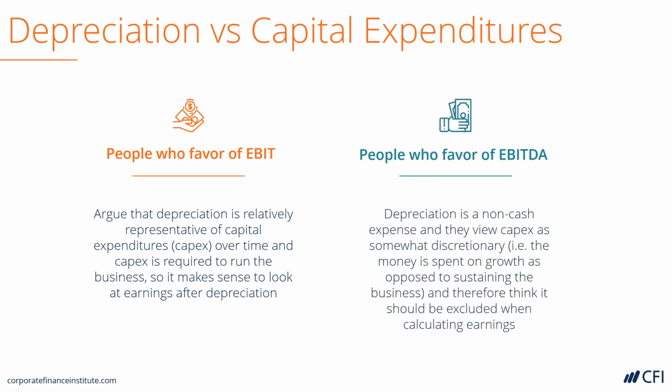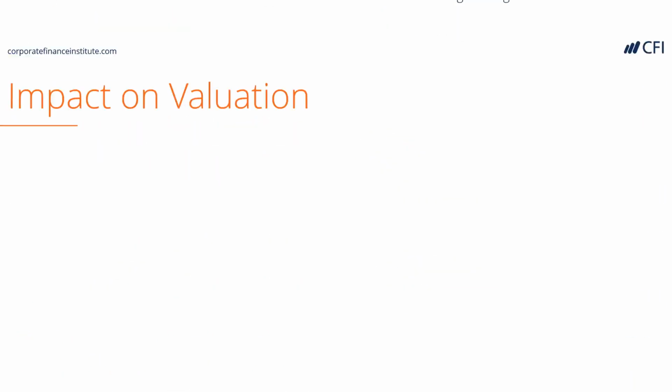Those who are in favor of using the EBITDA metric argue that depreciation is a non-cash expense, and furthermore, CapEx can be somewhat discretionary, meaning the money is probably spent more on growth than sustaining the business, although that is debatable. Therefore, they think that it should be excluded when looking at the profitability and comparability of other companies.